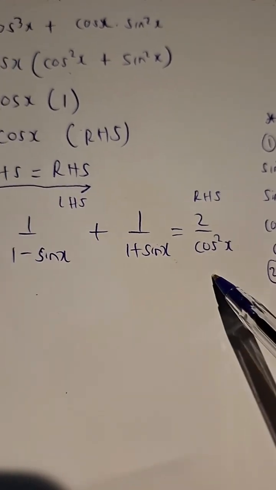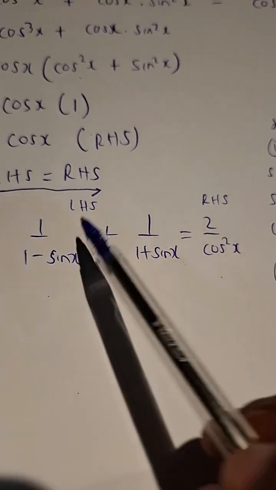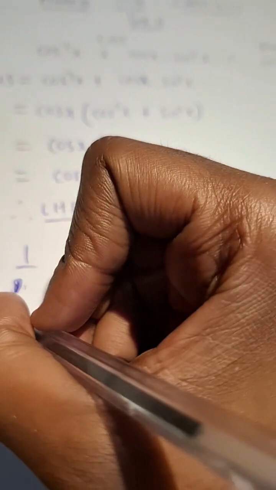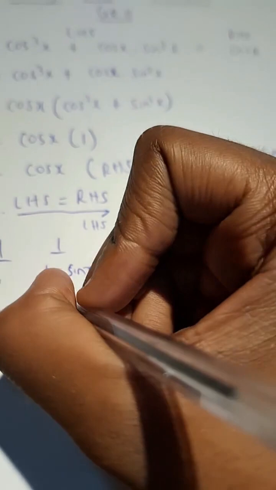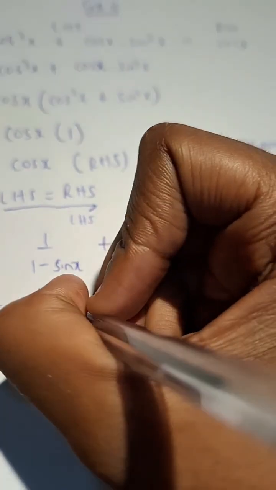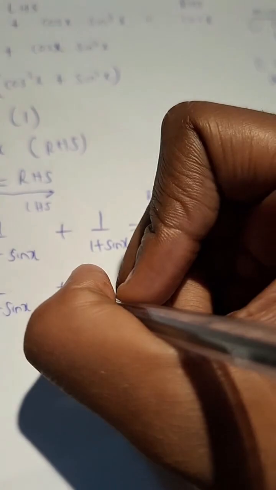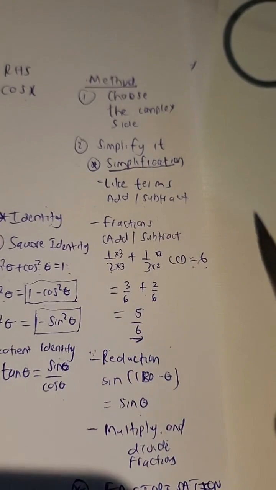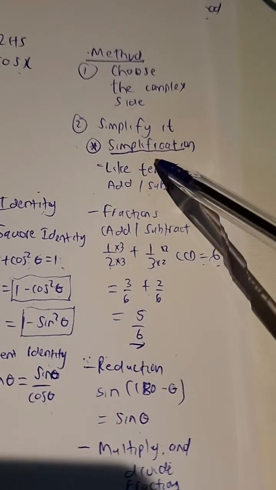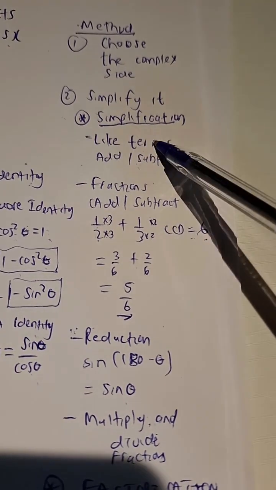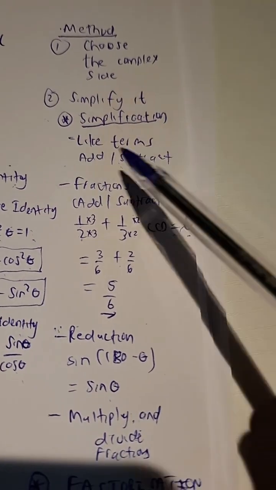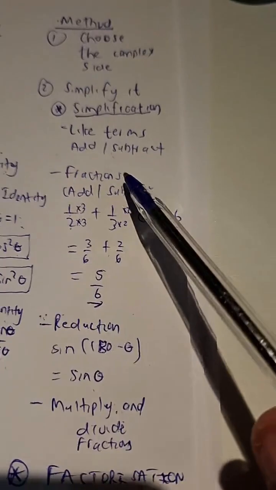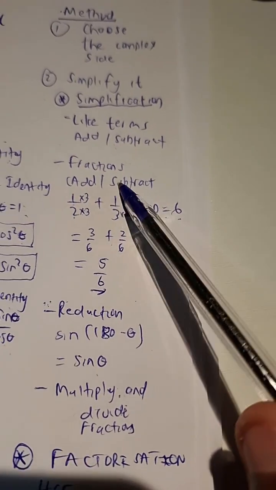Okay. Now, with that said, we are going to take the left-hand side and work it. And when we work it, we are going to go back to our strategies. Strategy number 1 says we simplify. In our simplification, if we have like terms, we add them. We don't have like terms here. Fractions, we add or subtract them if we have them.